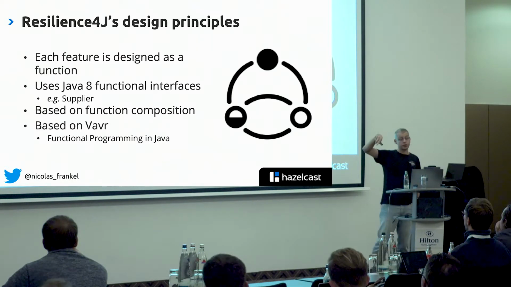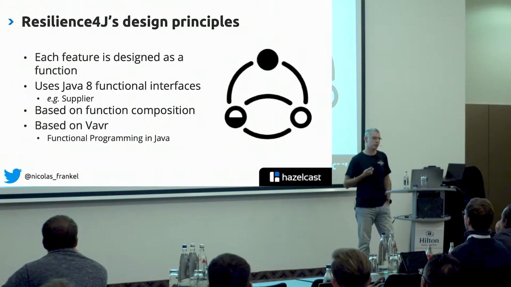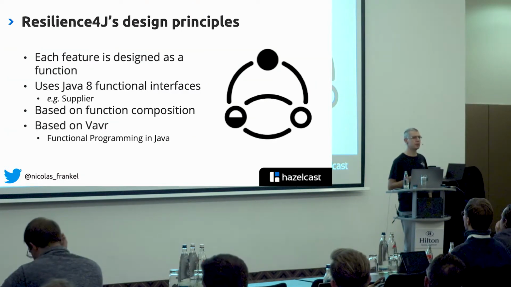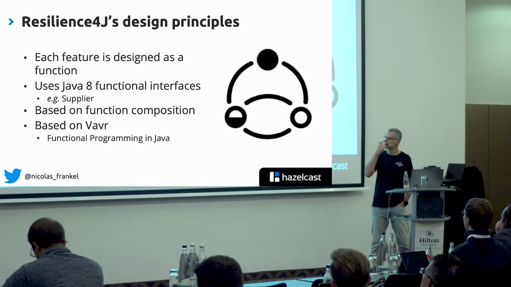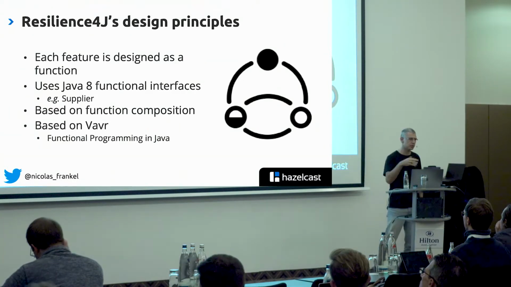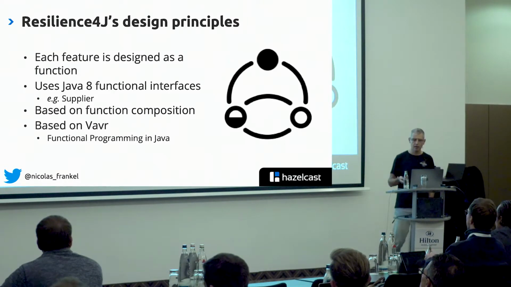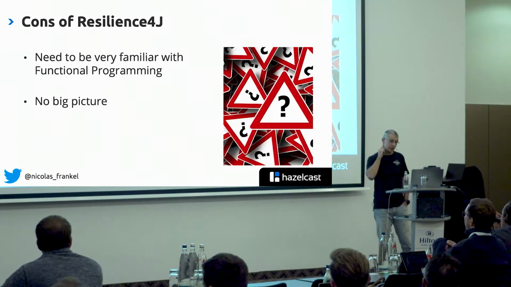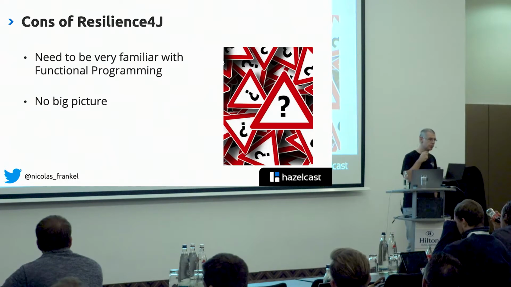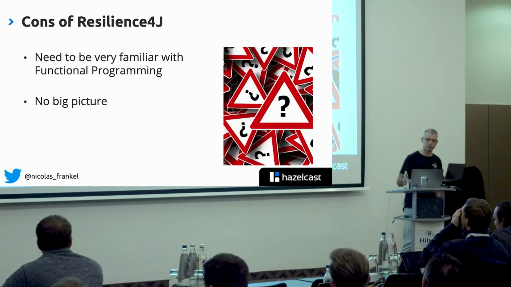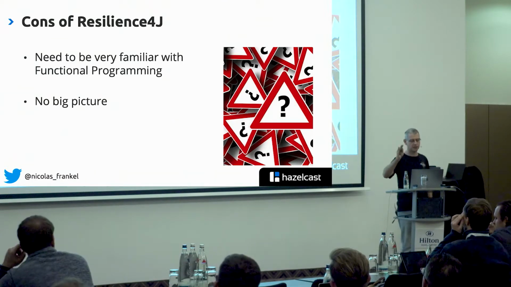It uses under the hood, and you can use it also, a functional programming library of Java called Vavr. Previously, it was called Javaslang, but because of trademarks, they had to rename it. The problem of Resilience4j is that you need to be quite familiar with functional programming. If you have been doing Spring and object-oriented programming for a long time, you need to change the way you look at stuff. So basically, if you're just out of studies, it's probably better.